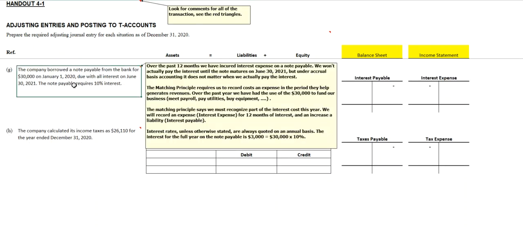The company had borrowed, using a note from a bank, $30,000 on January 1, due with all interest the following June 30th, 2021. So it's an 18-month note, and the note requires interest at 10%. One of the first things, again, I remind you of is that whenever we see an interest rate, in this case 10%, that's an annual interest rate. Even though the note is for 18 months, it's 10% every 12 months. And again, we aren't going to have to pay the interest until 2021, but under accrual basis accounting, it doesn't matter when we pay the cash, we record the cost in the period that we incur the expense.